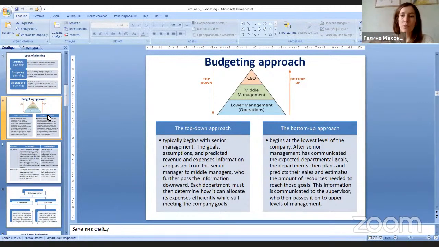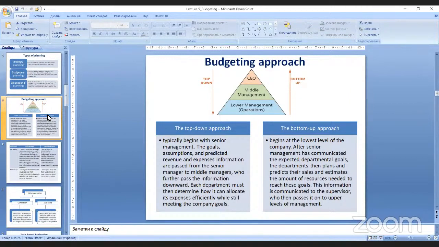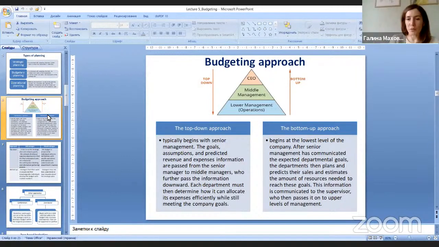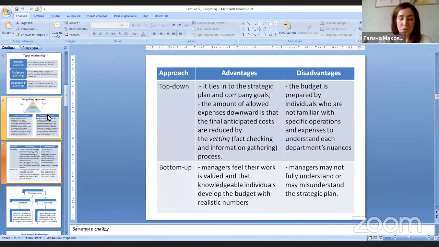The bottom-up approach is based on movement of information from the lower level to the higher level. The budgeting process starts on the lower level, and then information is given to the higher level and to the supervisor, and then passed to upper levels of management. Both approaches have some advantages and disadvantages.